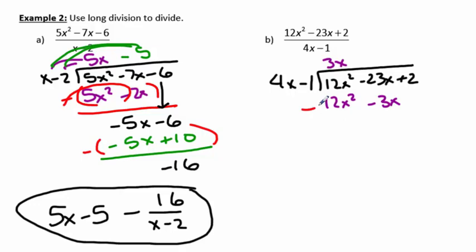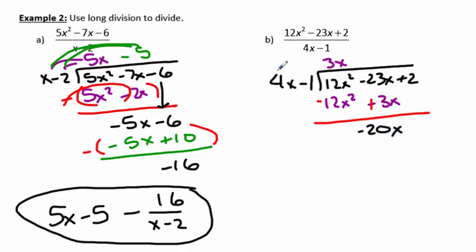Now we subtract. Make sure you remember to distribute the subtraction sign. That's going to make this a negative 12 and a positive 3. Therefore, I'm going to get 12 minus 12 is 0x squared. Negative 23 plus 3 is negative 20x.